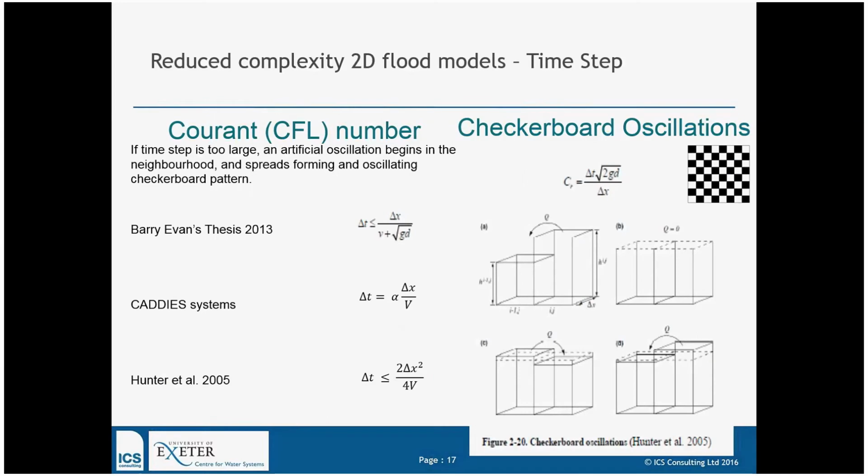Part of the problem is that if you use too high a time step with these rules, you get the Courant-Friedrichs-Lewy condition, where basically if you use too high a time step dependent on the velocity and the cell size, then you get an oscillation which spreads across the entire grid, destroying the quality of the simulation.